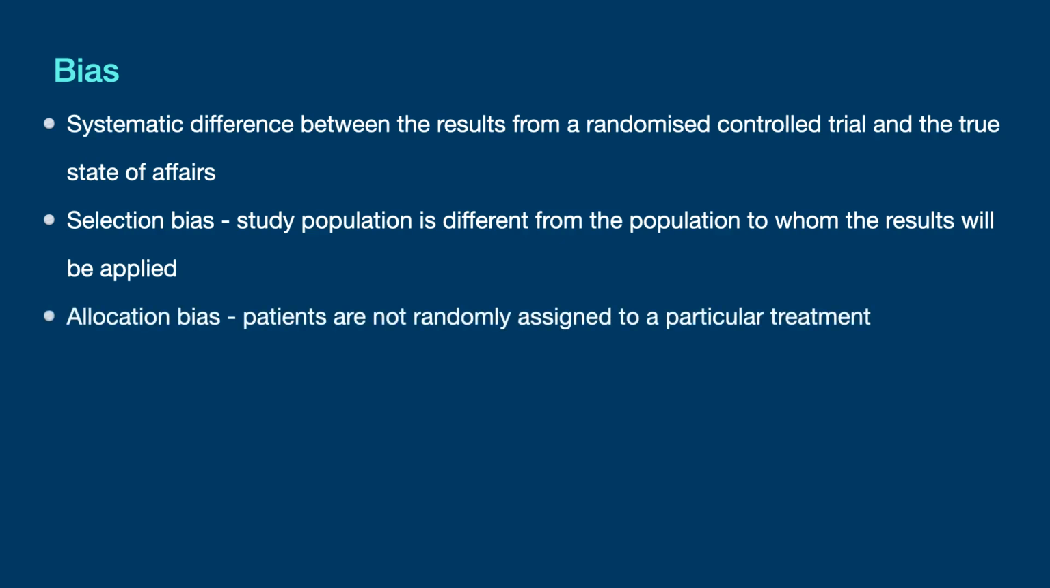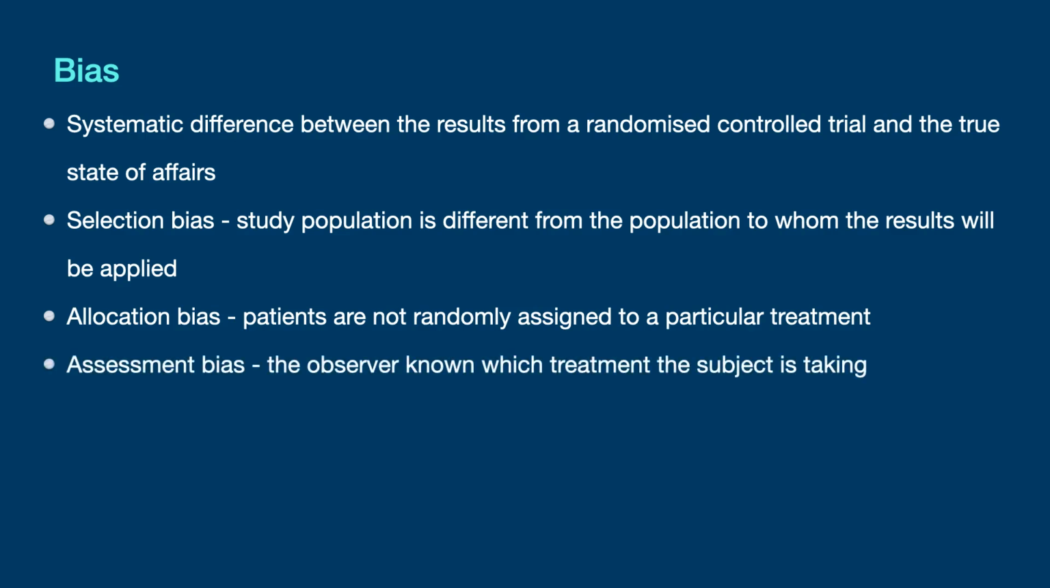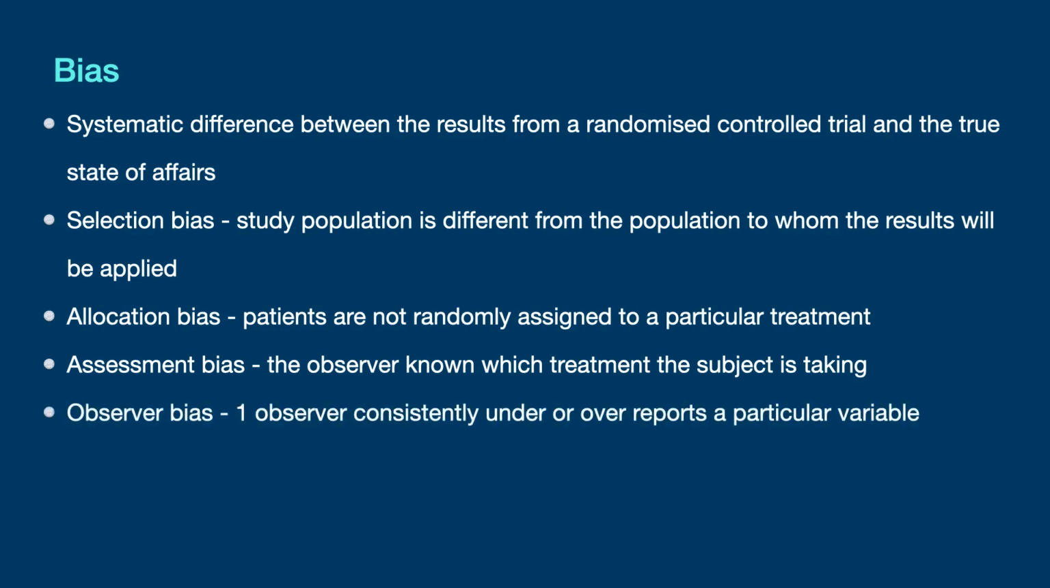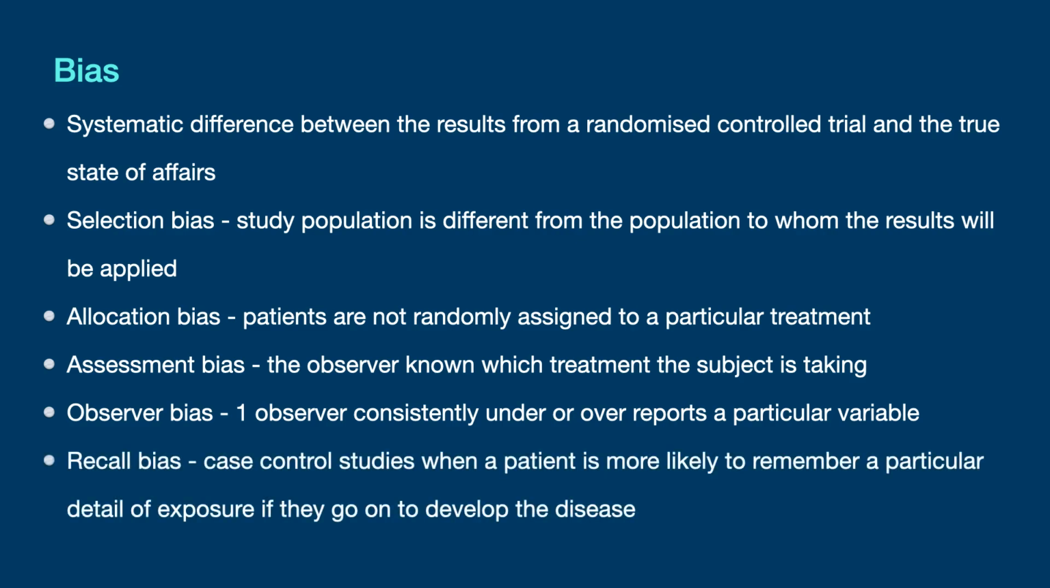Allocation bias occurs when patients are not randomly assigned to a particular treatment. Assessment bias is when the observer knows which treatment the subject is taking. Observer bias is when one observer consistently under or over-reports a particular variable. And lastly, a recall bias applies to case-controlled studies when a patient is more likely to remember a particular detail of exposure if they go on to develop the disease.